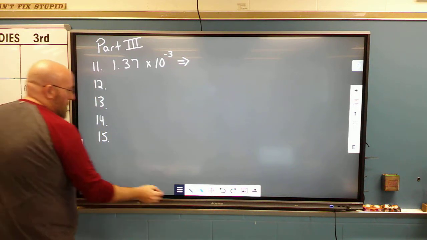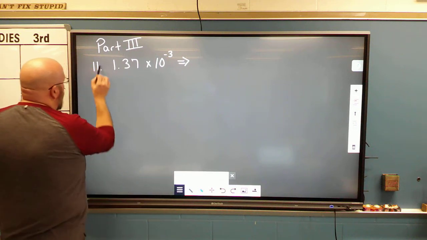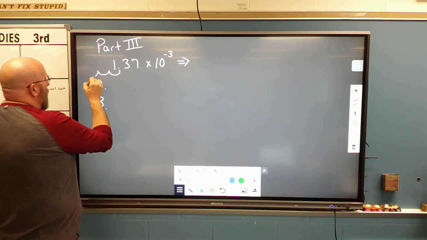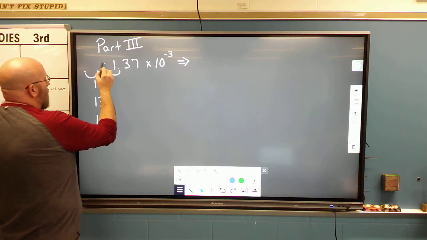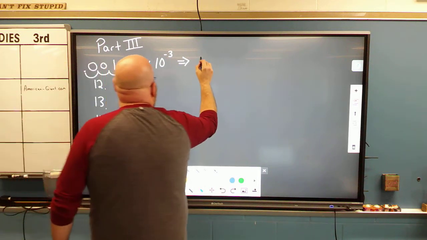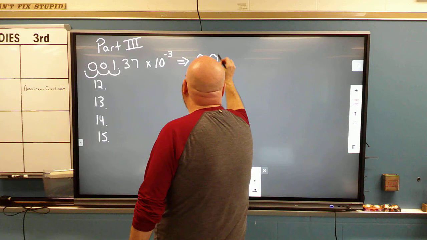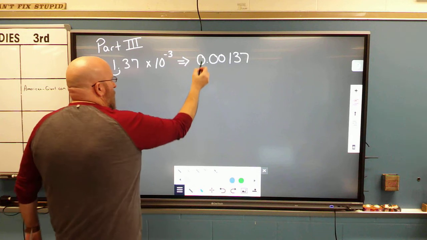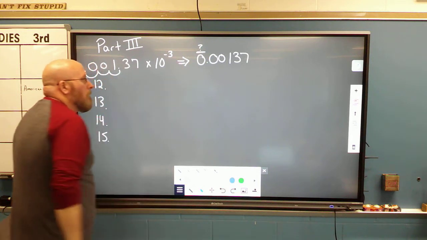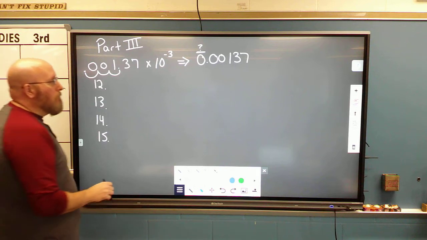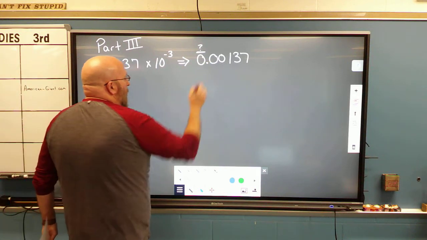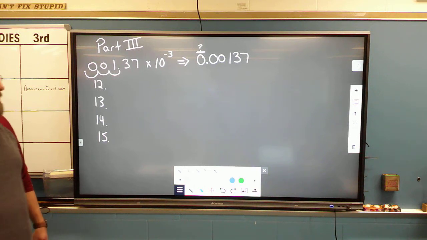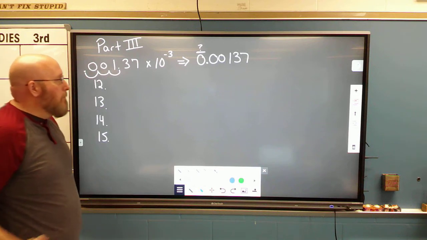So I'm going to move it 1, 2, 3, and I'm going to have zeros there. So I'm going to put the number 0.00137. Now, why did I put a 0 here? The reason I put that 0 there is to let me know that that is an actual decimal, a true decimal. That's where the decimal point is, and not an accidental marking.